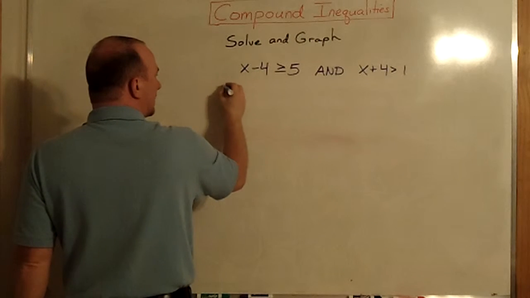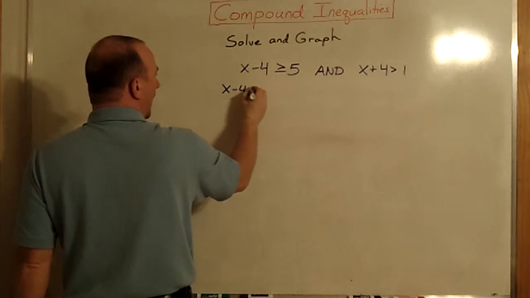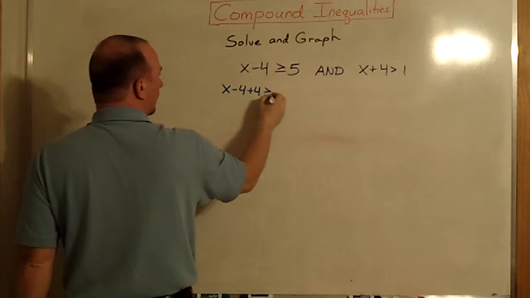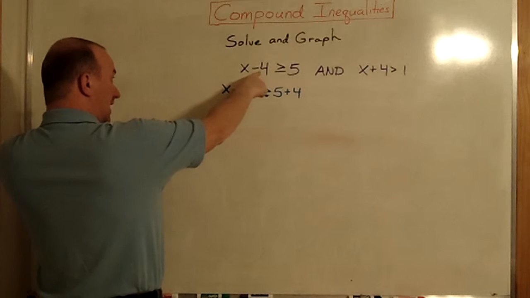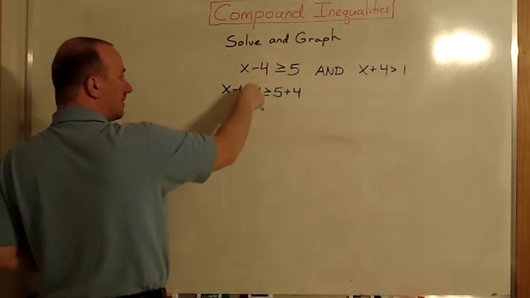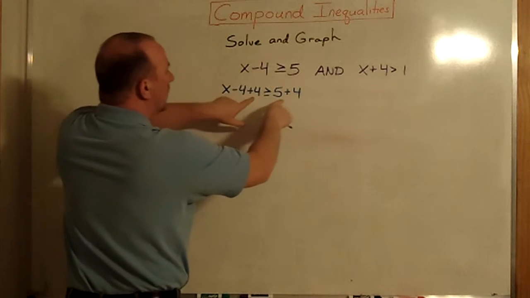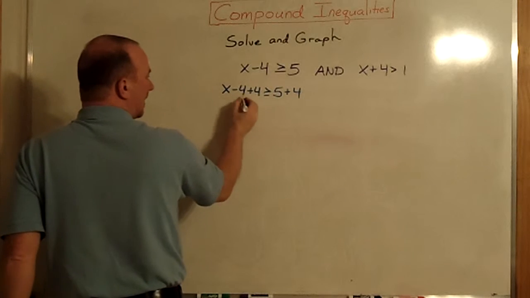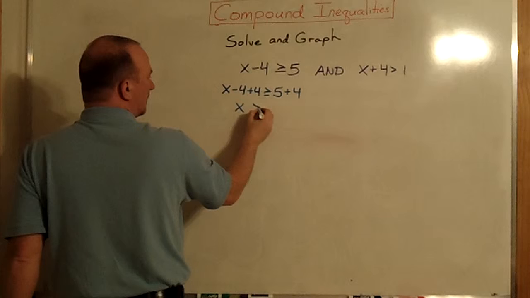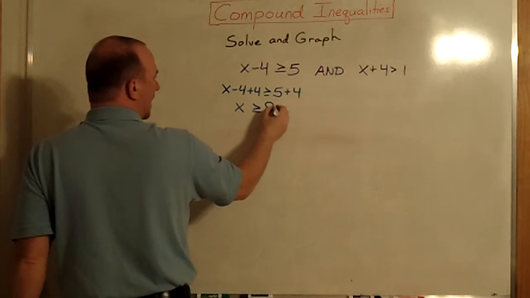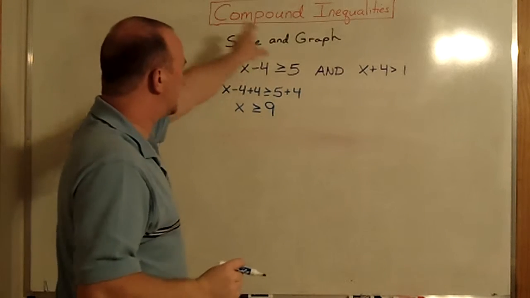We're going to get x by itself by adding 4 to both sides of this inequality. So we want to get rid of this minus 4, and the way to get rid of it is to add 4. But we have to do it to both sides. These two cancel, so we're just left with x greater than or equal to 9. So that's one piece of the answer.